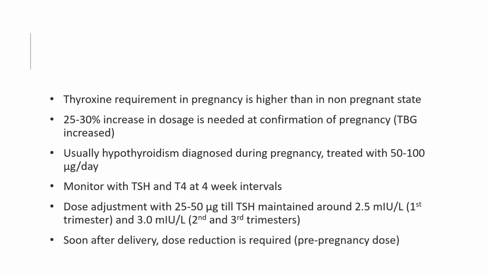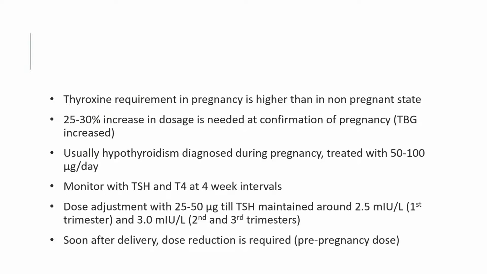Thyroxine requirement in pregnancy is higher than in the non-pregnant state. As the woman becomes pregnant, the requirement is a 25 to 30% increase in dosage, and this is needed at the confirmation of pregnancy because there is a sudden increase of thyroid binding globulin, right? So all thyroxine is bound with the TBG, and available free thyroxine is less, so a 25-30% increment is recommended by the international societies. Usually, hypothyroidism diagnosed during pregnancy is treated with 50 to 100 microgram per day. This is a rough dose, but the dose can really vary depending on what level you want to keep the TSH at.